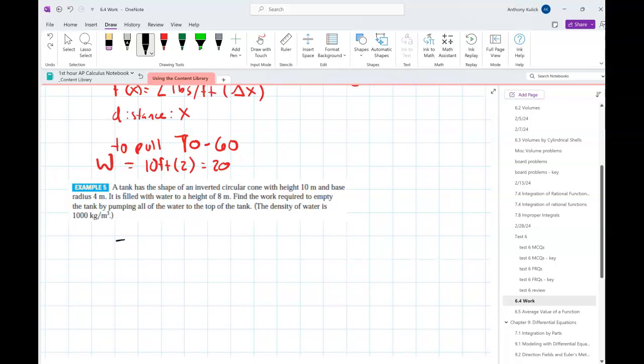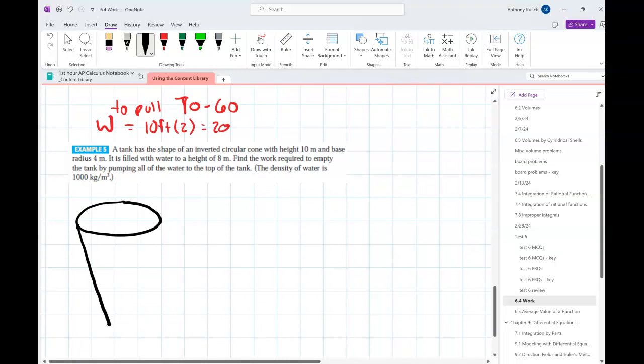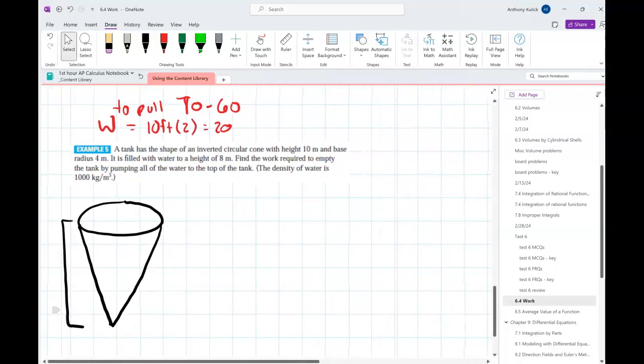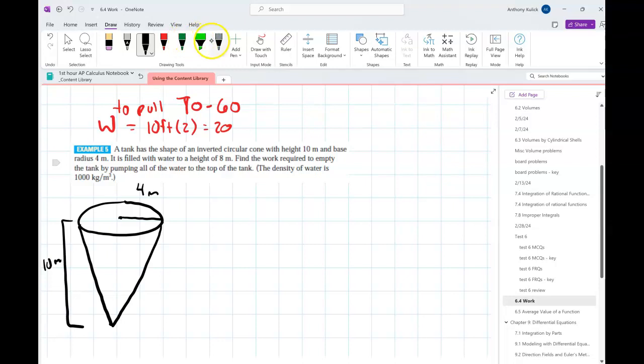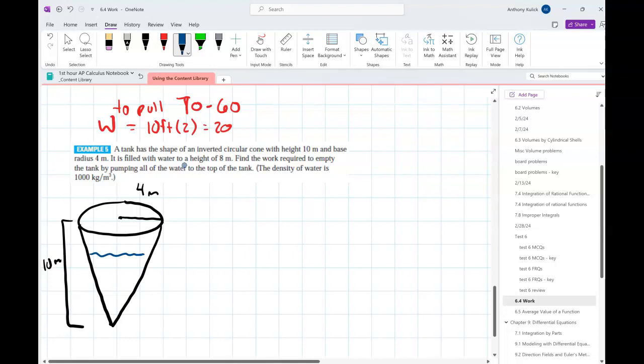So let's think about the picture here, what we've got going on. We have an inverted circular cone. We're told that it is 10 meters high. The base has a radius of 4 meters. And it's filled with water to a height of 8 meters. Everybody's okay with that? Okay.